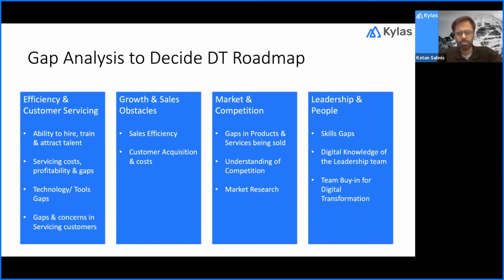When you look at the QA processes that you have, whether it's manufacturing or servicing or technology that you're developing, do you have a very strong QA process where you can kick in any automation to ensure that your servicing costs can be improved or your quality of service can be improved? Next is the technology and tool gap.